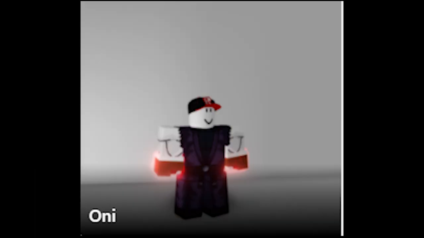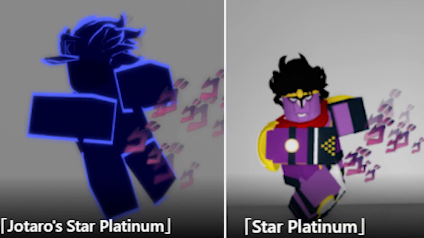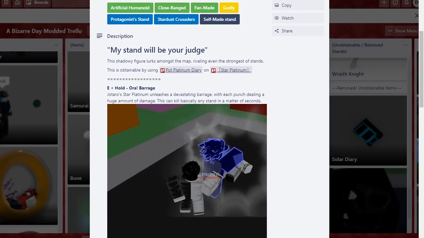You can find the exact same stands in all the exact same modded games. For example, Oni is in almost every single A Bizarre Day modded game ever. And now you'd be like, oh, well, A Bizarre Day modded is so much fun. Oh my god, look at all the stands they have. You could say that about literally any modded game. You could play A Menacing Adventure. They have hundreds of stands. Not actually, you know what I mean. But all the stands have the same moves, except they're a little bit better. Like, Jotaro's Star Platinum is literally just Star Platinum, but it's OP, and it has 4 moves.